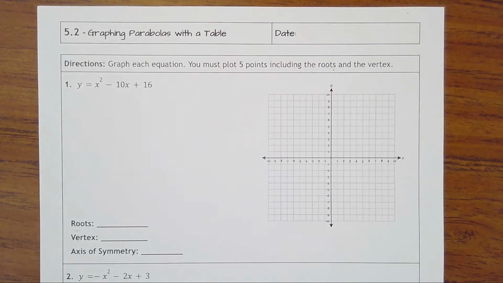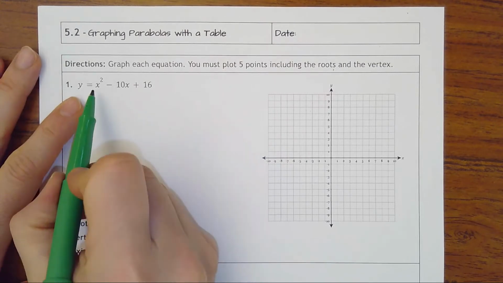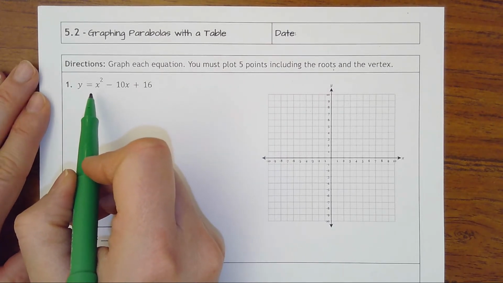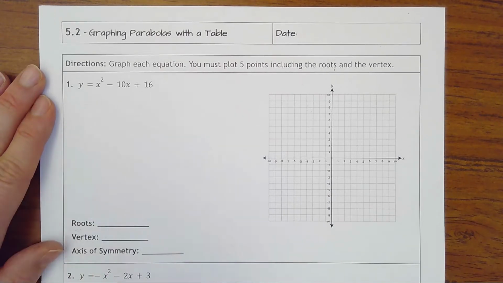5.2, graphing parabolas with a table. So again, you should notice that this is an x squared. Anything with a squared term is called a quadratic function, and this will make that U-shaped parabola.